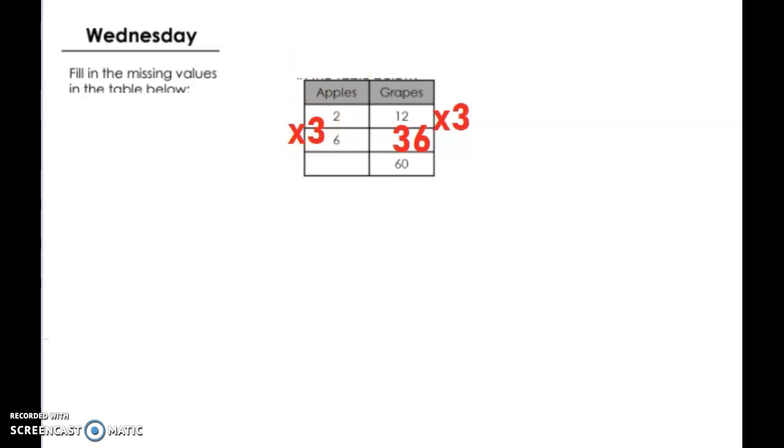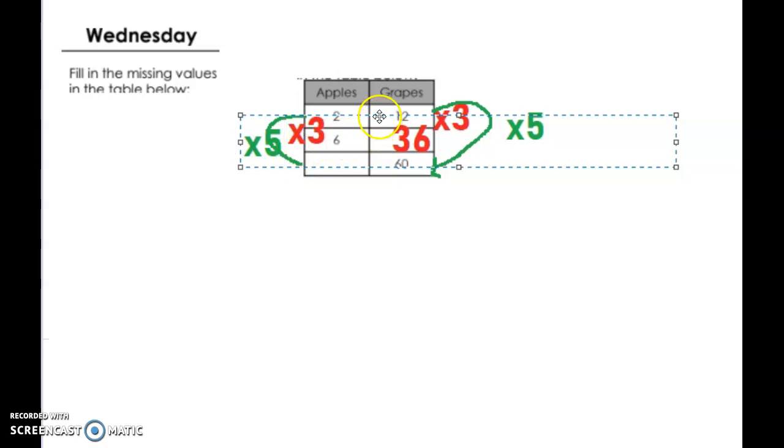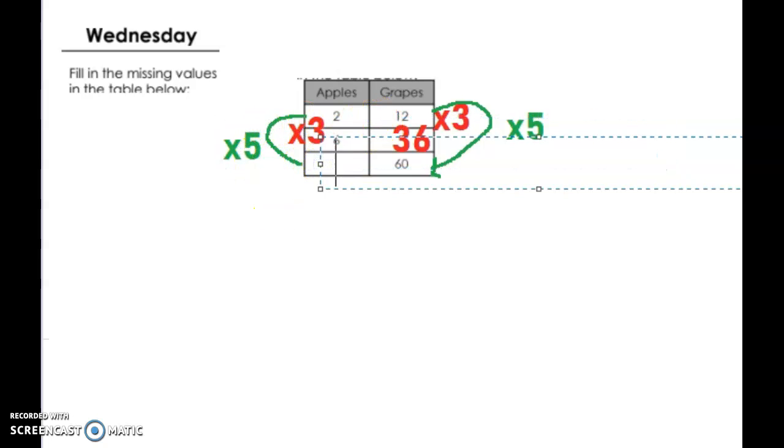So I'm going to multiply, and let me switch colors here. Let me go to green. So 2 times what equals this number? I'm not sure yet, right? But I have 12 times something equals 60. And if I have 12 times 5 that equals 60, that means 2 times 5 is going to be my bottom number. So 2 times 5 equals this number in here, which is 10, right? So that's one way to do it.